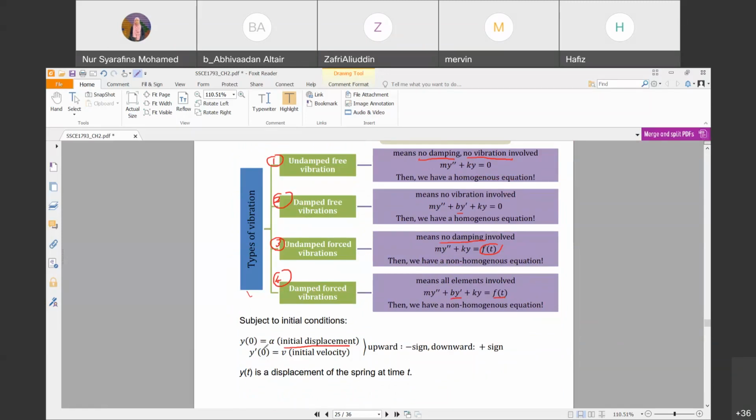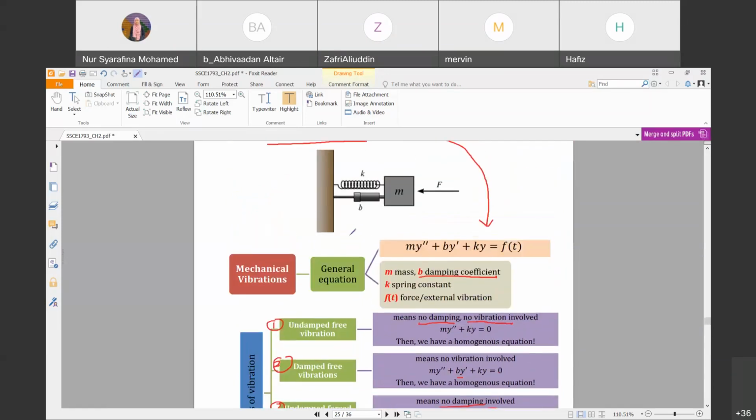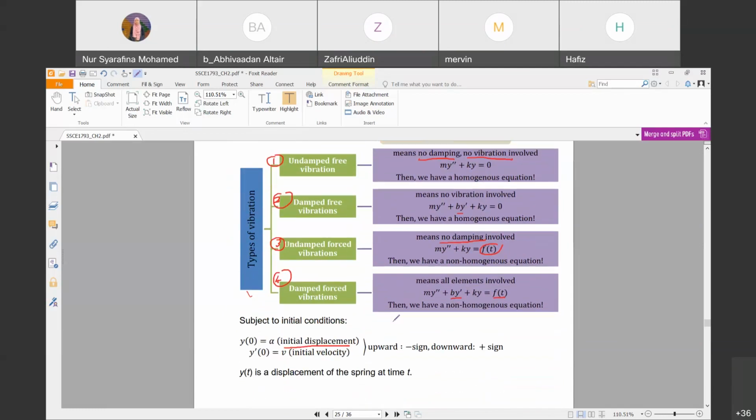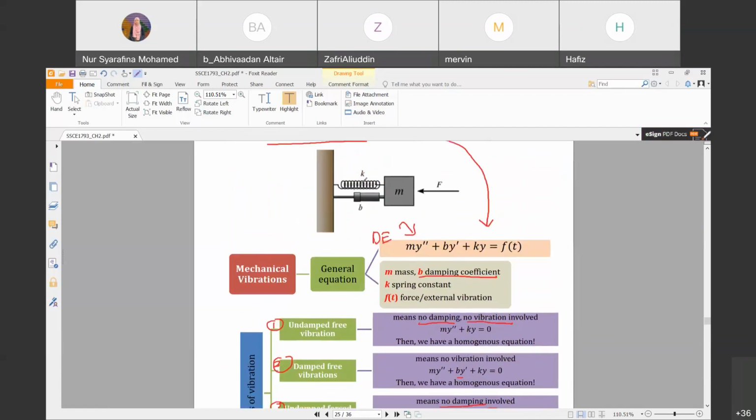This is your differential equation. And of course, by solving this, you will get y. So we solve y for the displacement of the spring at time t. You pull the spring and then you want to evaluate what the displacement y(t) is at time t. Is that clear? This is the whole story of mechanical vibration. Clear or not?